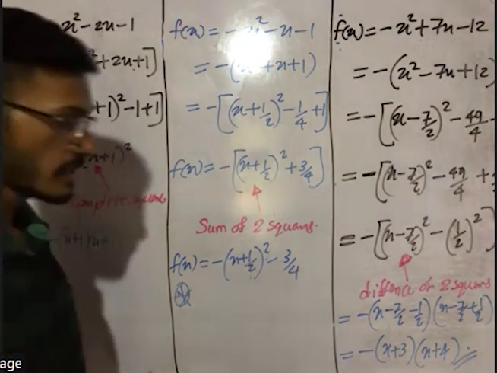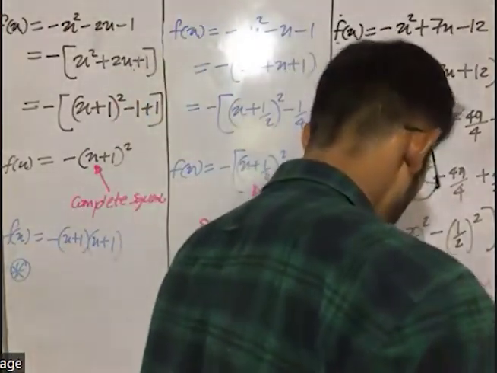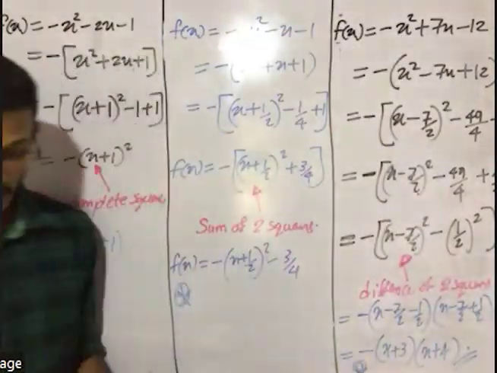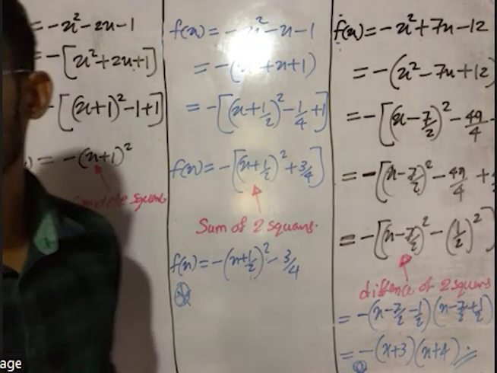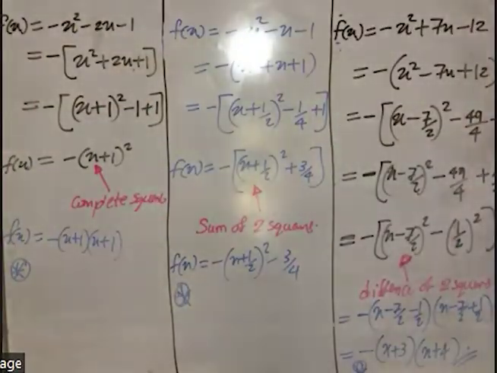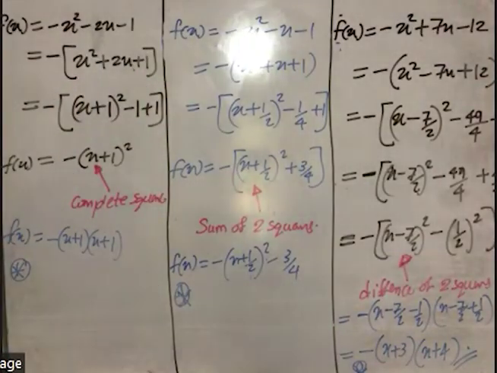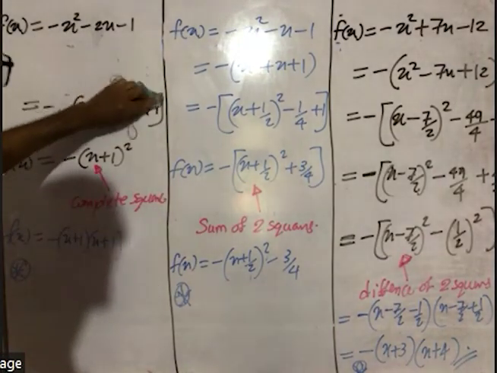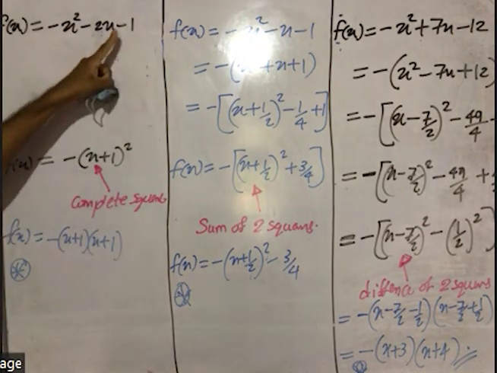In here, write down: can be separated into two factors. Okay. Now I am going to draw the graphs of these three functions. First one, f(x) equals minus x square minus 2x minus 1.